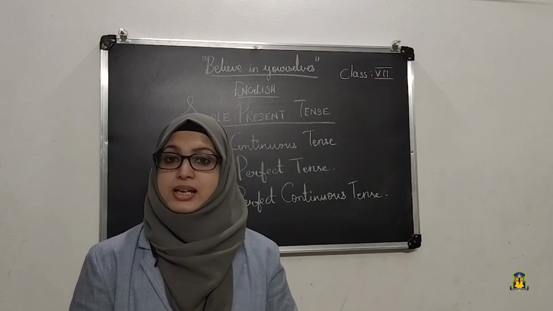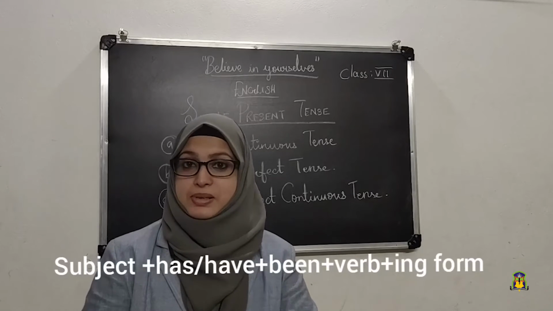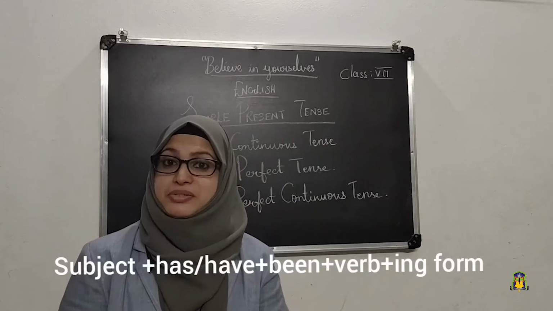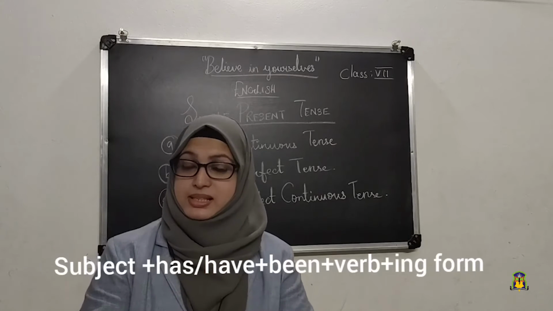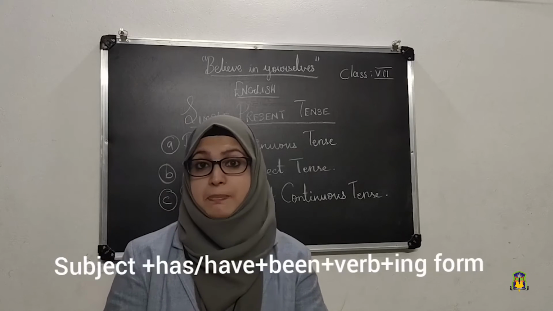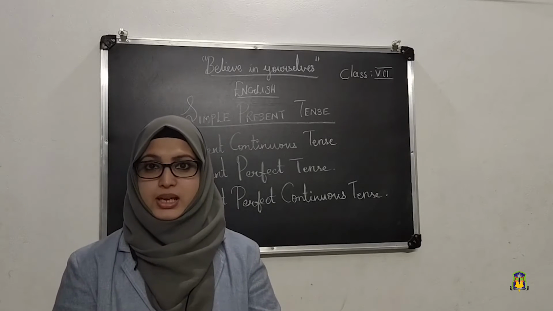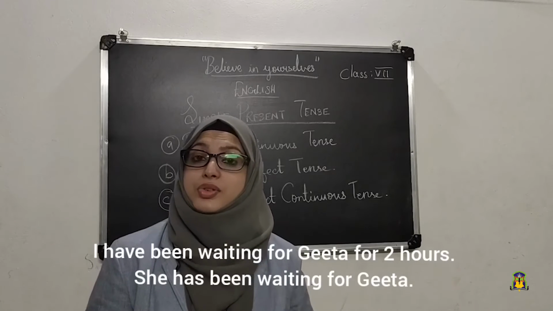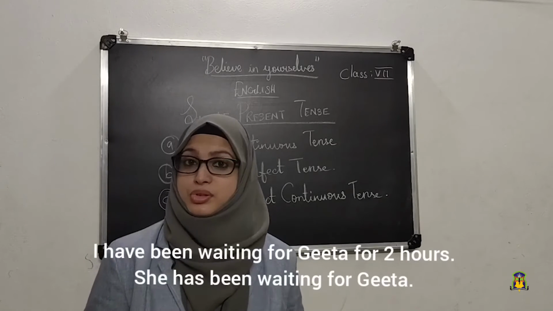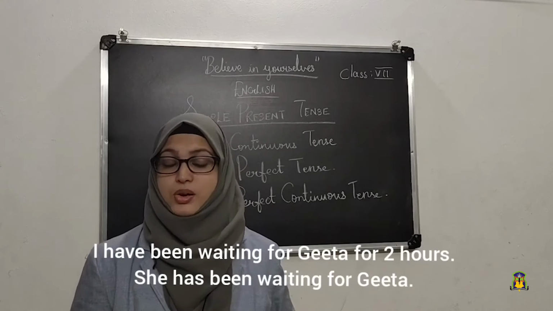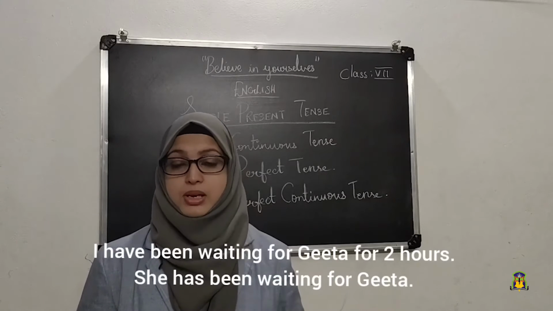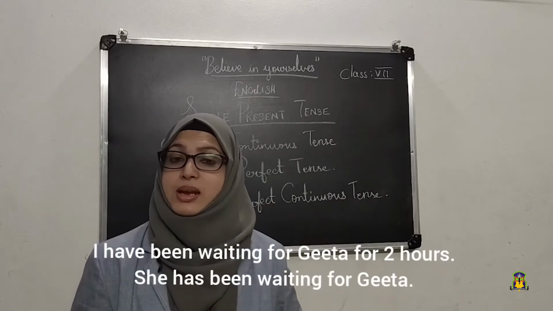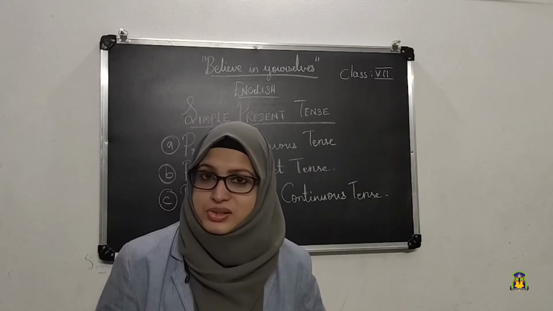Let's see that. The structure is subject plus has or have plus been plus verb plus ing form. Okay, so this is the structure for present perfect continuous tense. What is that? Subject plus has or have plus been, B-E-E-N, been plus verb plus ing form. Okay, I have been waiting for Geeta for 2 hours. So this is the structure. Or if it is she or he, she has been waiting for Geeta. In that way we can make the structure for present perfect continuous tense.